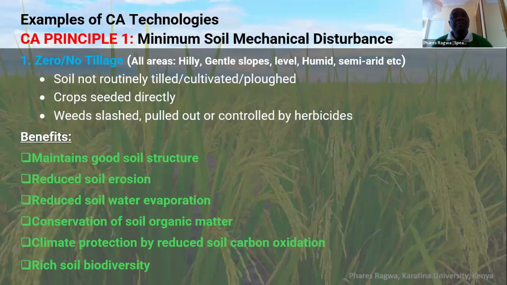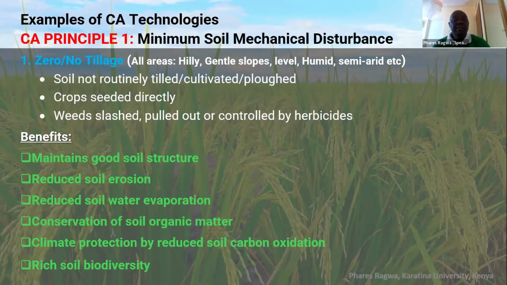So what are some of the benefits of zero tillage? One is maintaining the soil structure. We don't interfere with the soil structure. We leave the soil in its natural state in terms of porosity. We avoid creating hard pans. We allow good aeration. We allow good growth of the roots through the soil, etc. So we sustain the soil structure by avoiding cultivation.